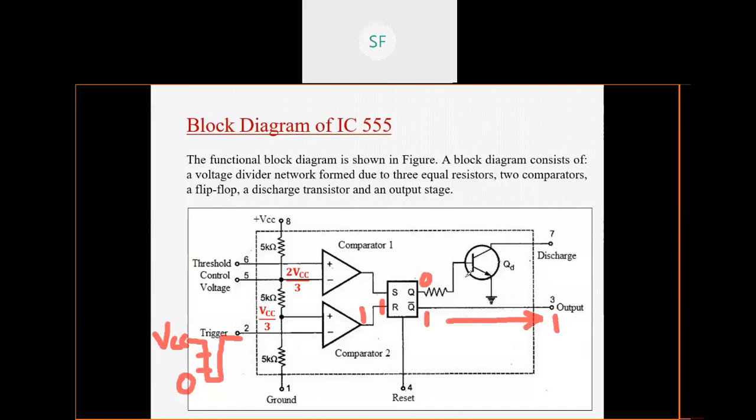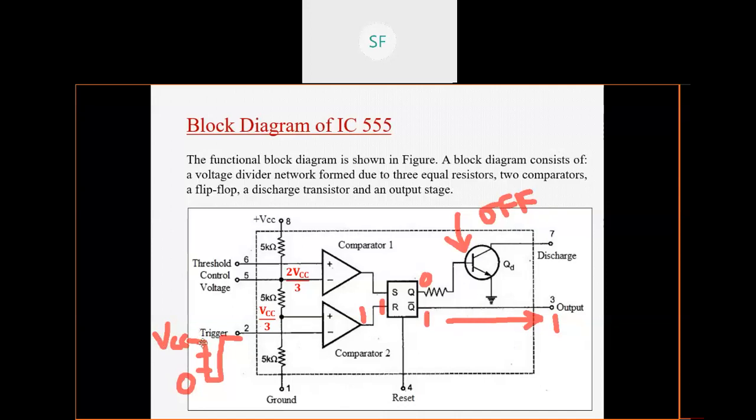And here we know that 0 at the base means there will be no base current. We are using this transistor as a switch, so it will be either in cutoff or saturation. Whenever the base terminal is given 0, it will be in cutoff, so this transistor will be in the off state. Don't worry, we will see this block diagram many times, but just try to recollect all the things. These are very interconnected.